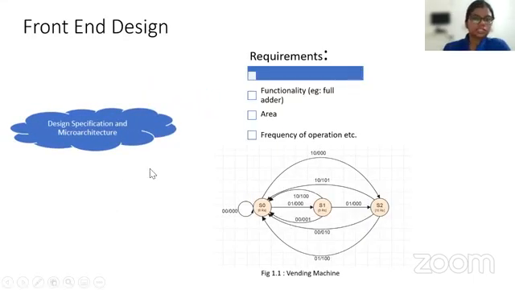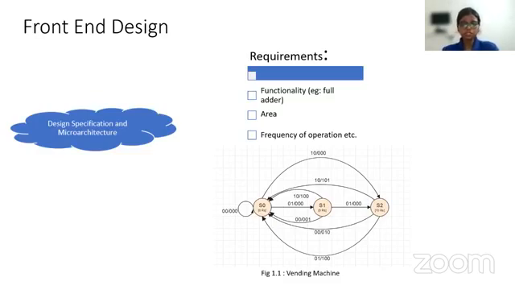Okay, so I was talking about the design specification and microarchitecture. At this stage, what we are trying to make sure is that we are aware of what functionality our IC is going to perform, in what area, and at what frequency of operation. So these will be the requirements that we need to make sure our IC is working with.